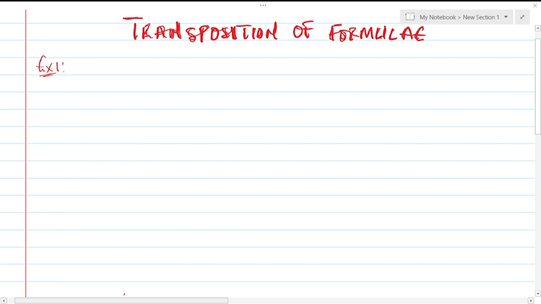So today we'll be checking transposition of formula, that you generally know as change of subject of formula. All right. So let's go straight to the example.